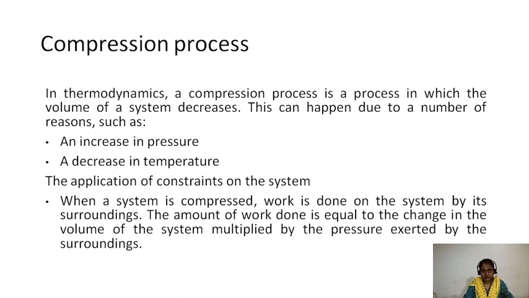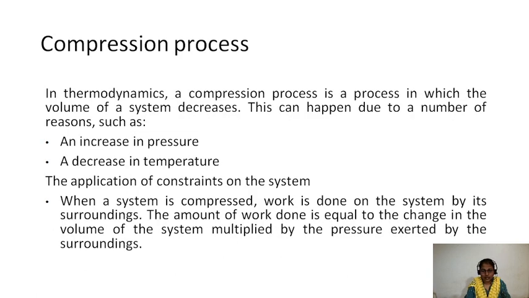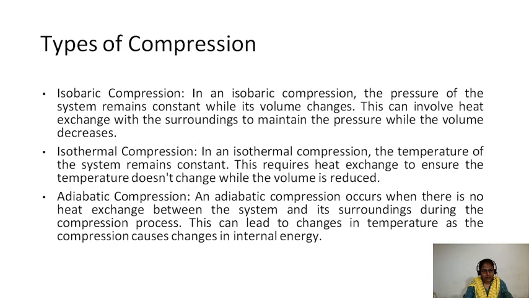Now the application of constraints on the system includes when a system is compressed, work is done on the system by its surrounding. The amount of work done is equal to the change in the volume of the system multiplied by the pressure exerted by the surrounding. The work done is calculated similar to that of the expansion, only the work will be done on the system, not by the system. And there are different types of compression, same as that of the expansion. Here are few of them listed: isobaric compression, isothermal compression and adiabatic compression.